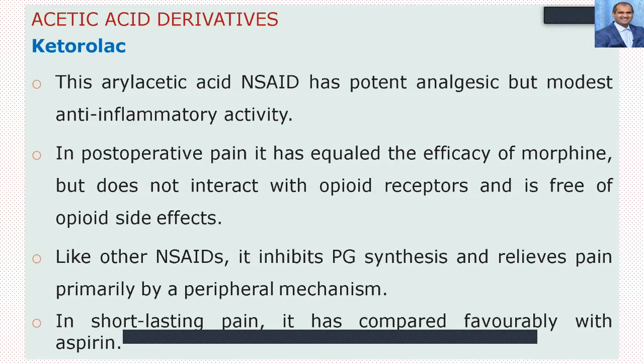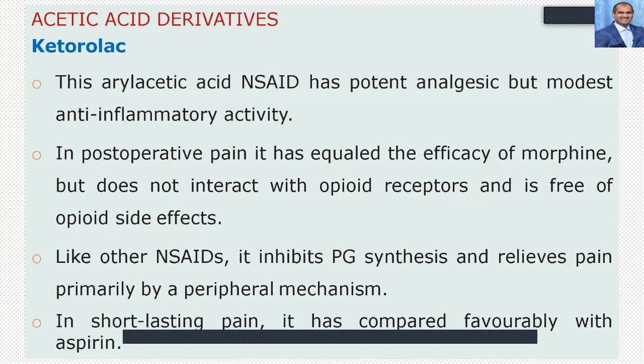And the next class is acetic acid derivatives. The classical example is ketorolac. And this aryl acetic acid has potent analgesic but modest anti-inflammatory activity. Then in case of post-operative pain, it has equaled the efficacy of morphine. See, morphine is one of the strongest post-operative pain-killing drugs, whereas this ketorolac is going to replace morphine, but it does not interact with opioid receptors and is free of the opioid side effects.